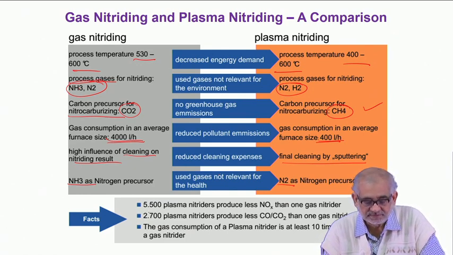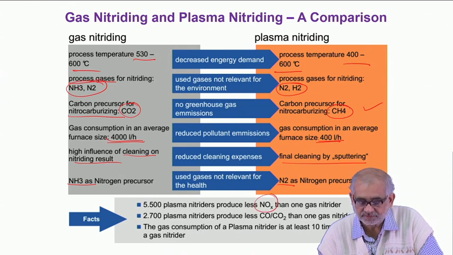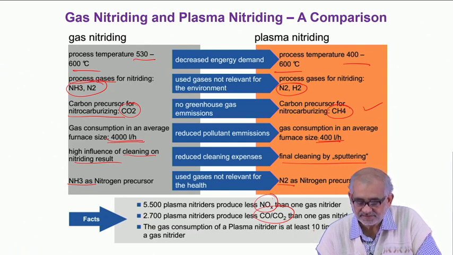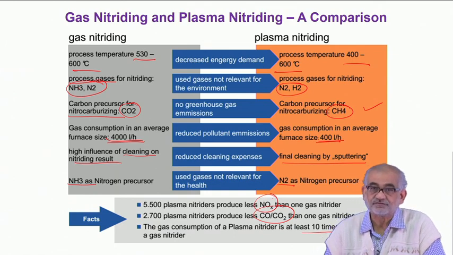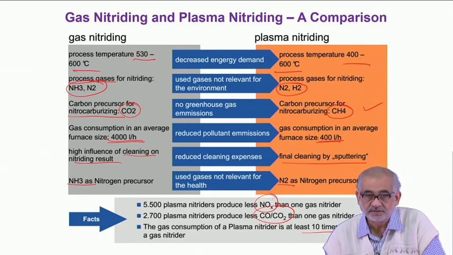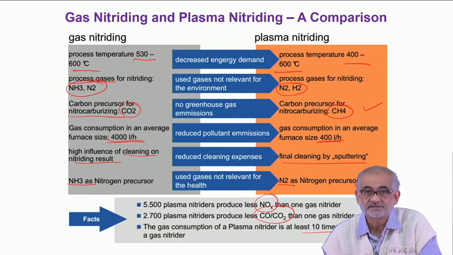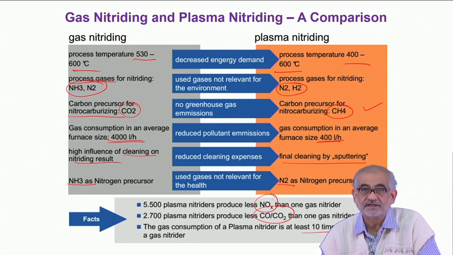So in general, what one can say by comparison is that general gas nitriding produces a lot of NOx gases, produces greenhouse gases, and also gas consumption in general is higher. So in comparison, plasma nitriding is free from this emission of NOx or greenhouse gases, and also consumes much lower amount of gas mixture. So more time wise and material wise, more economical and more energy friendly.